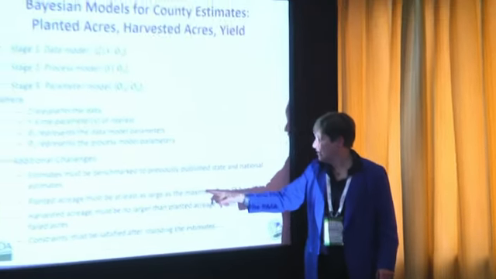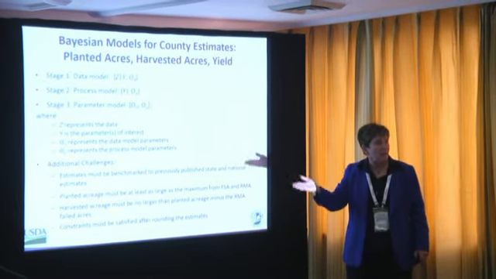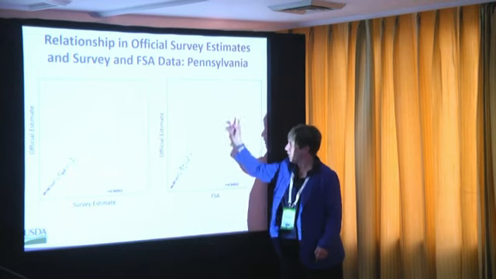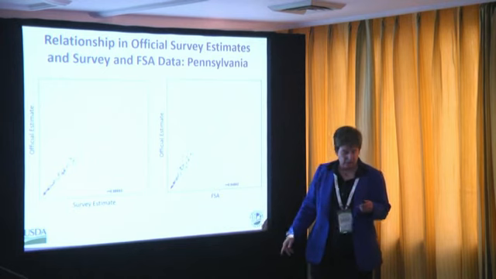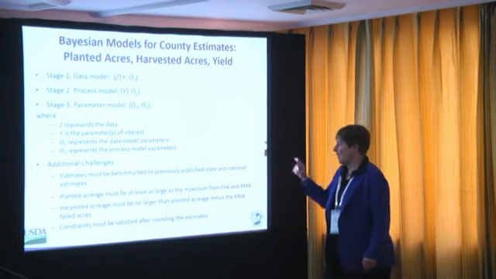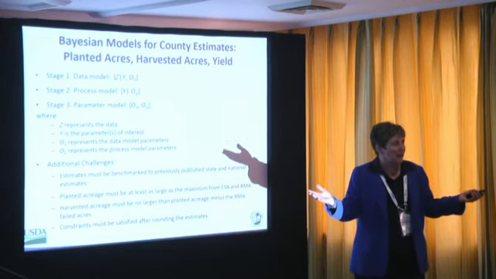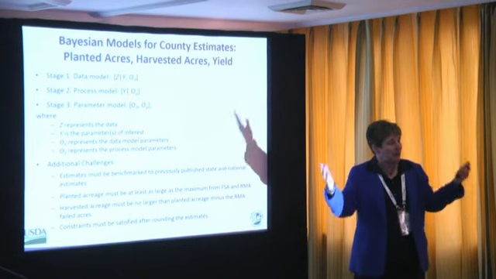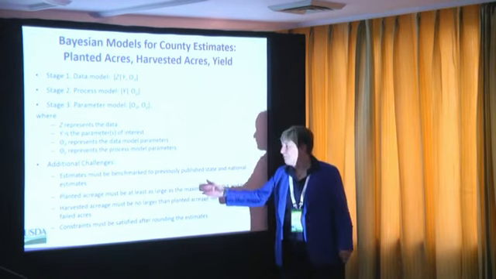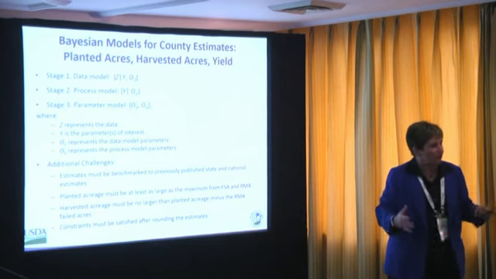Then the planted acreage must be at least as large as that reported by FSA or RMA. You saw that boundary in those graphs, right? The estimates are always bigger than the FSA value. That restriction is technically very challenging to implement. In addition, the harvested acreage can't be more than the planted acreage. That's obvious, right? You can't harvest more than you planted. However, doing that through estimation is challenging, especially in the rounding process. Sometimes we'll get everything satisfied, and then you round, and all of a sudden those restrictions aren't satisfied, so we have to adjust for those as well.